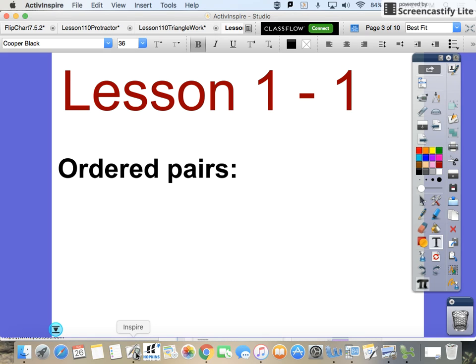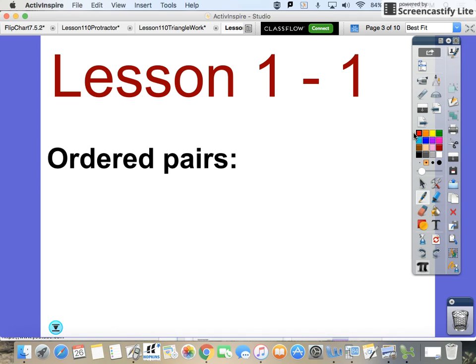Okay, our next lesson is 111, and it's on ordered pairs and line segments and rays. So ordered pairs, you might also know of as like a coordinate. It's an XY pair. The reason they're called ordered pairs is because it has to be in order. X first, Y second. X tells you the left-right direction. You go that direction first.